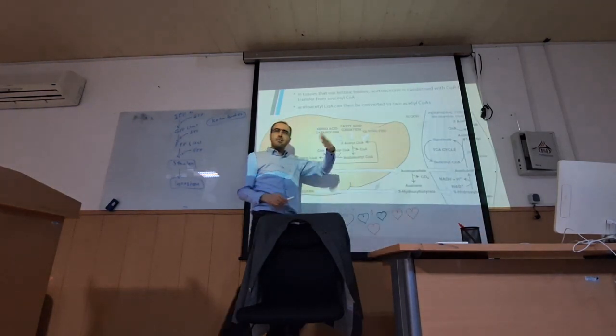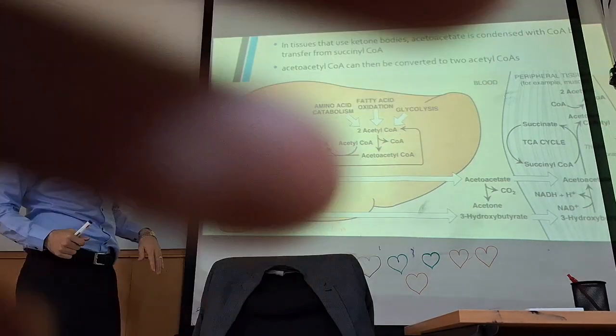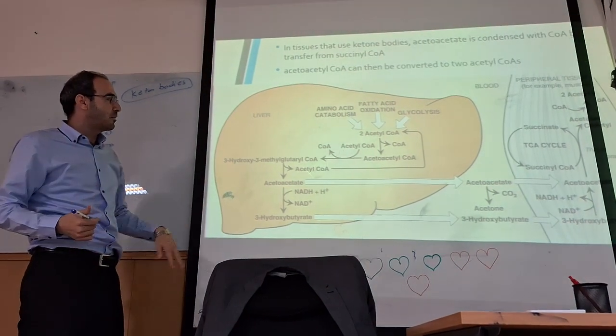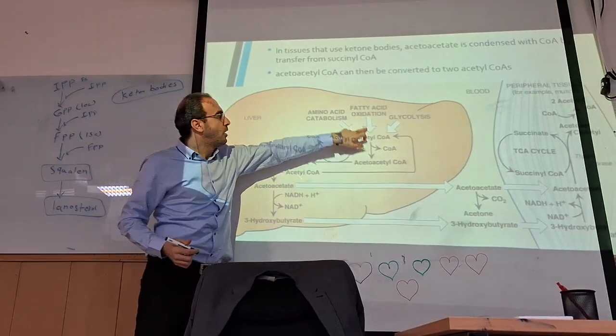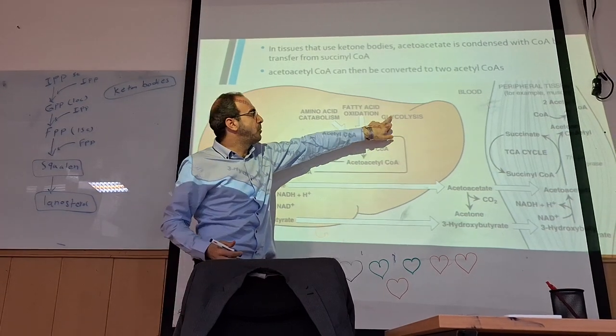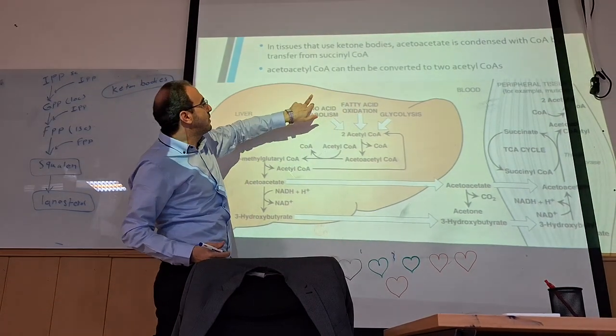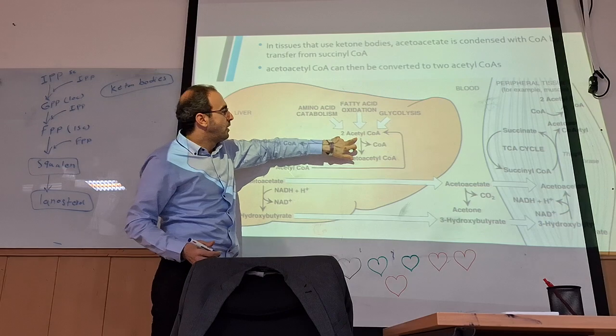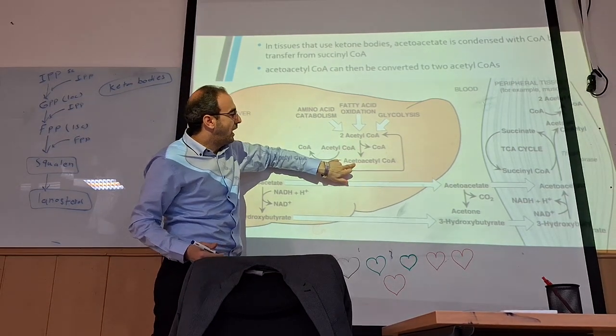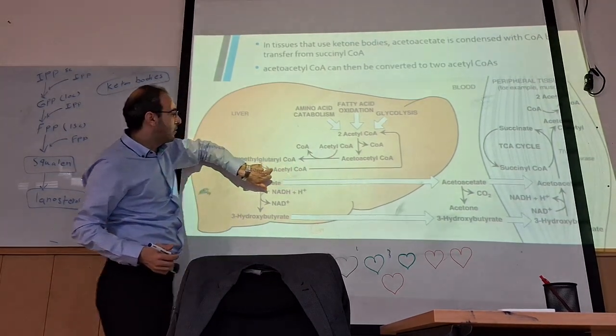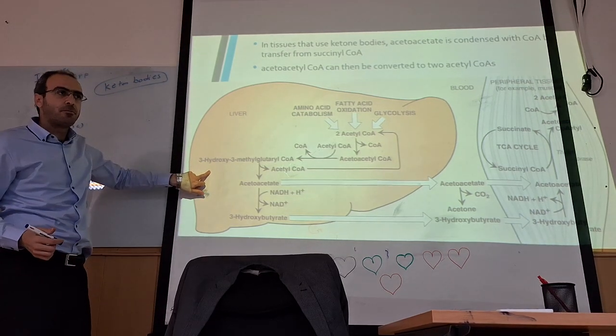If you look at that, it's actually similar to the previous because it's bigger than the previous. I will explain this system. Acetyl-CoA can be provided by glycolysis, by fatty acid oxidation, by amino acid catabolism. Then two of them together make acetoacetyl-CoA, and with another acetyl-CoA, HMG-CoA.